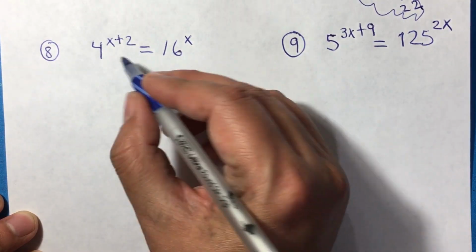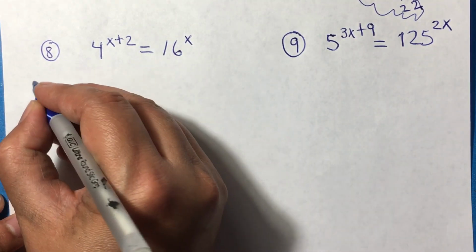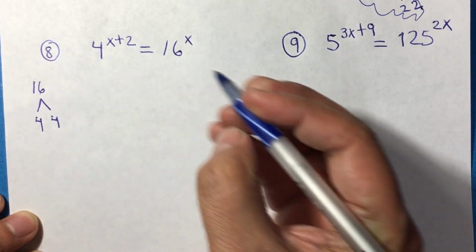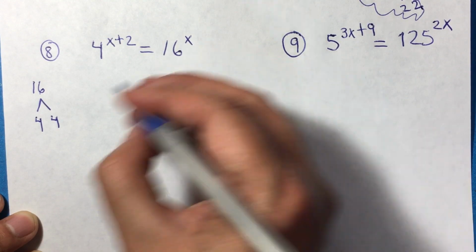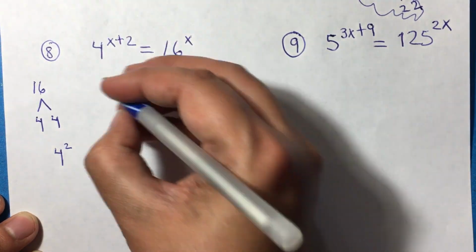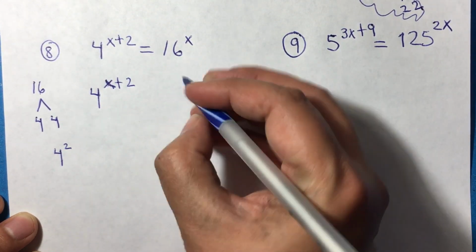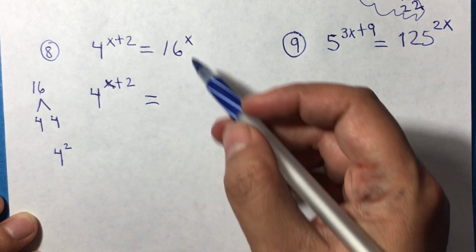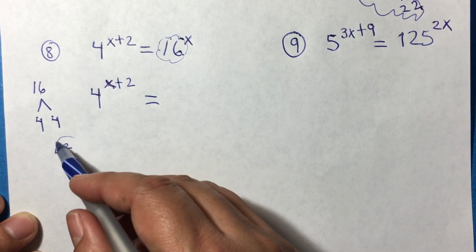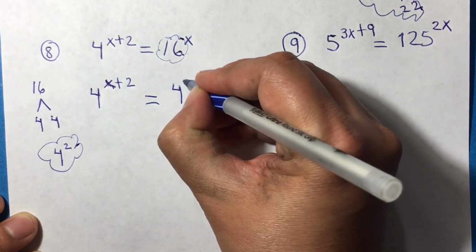Okay, so in here, again, we don't have the same base. We're going to convert the 16 to 4, and we know that is 4 times 4. That means that this new base is going to be 4 to the 2nd power. So bring this down. 4 to the power of x plus 2 equals. Now, this 16 is going to be replaced by this power, 4 to the 2nd power.